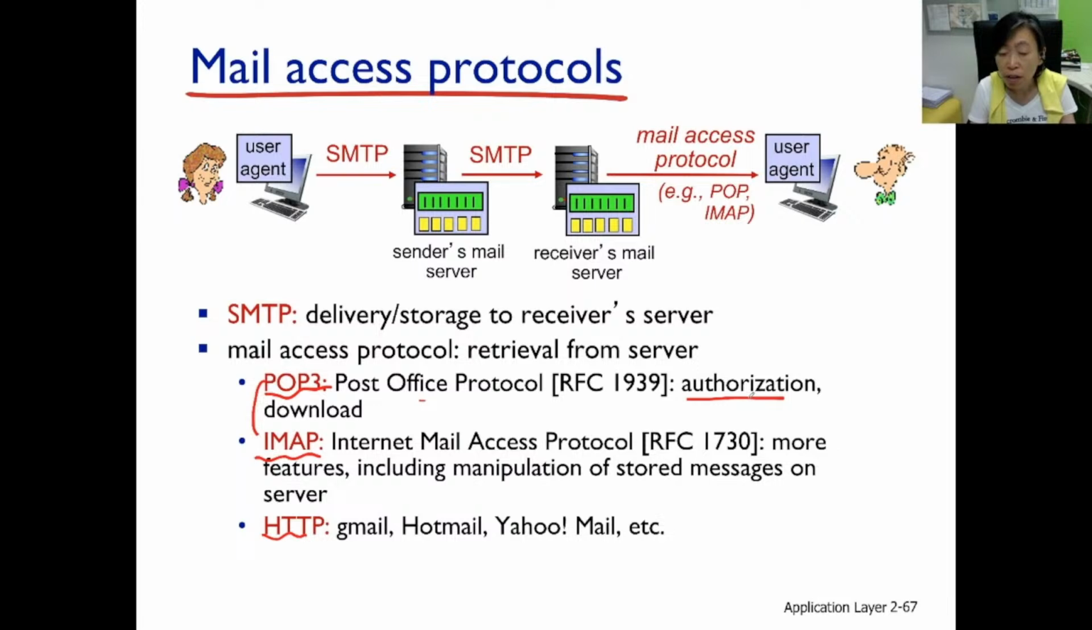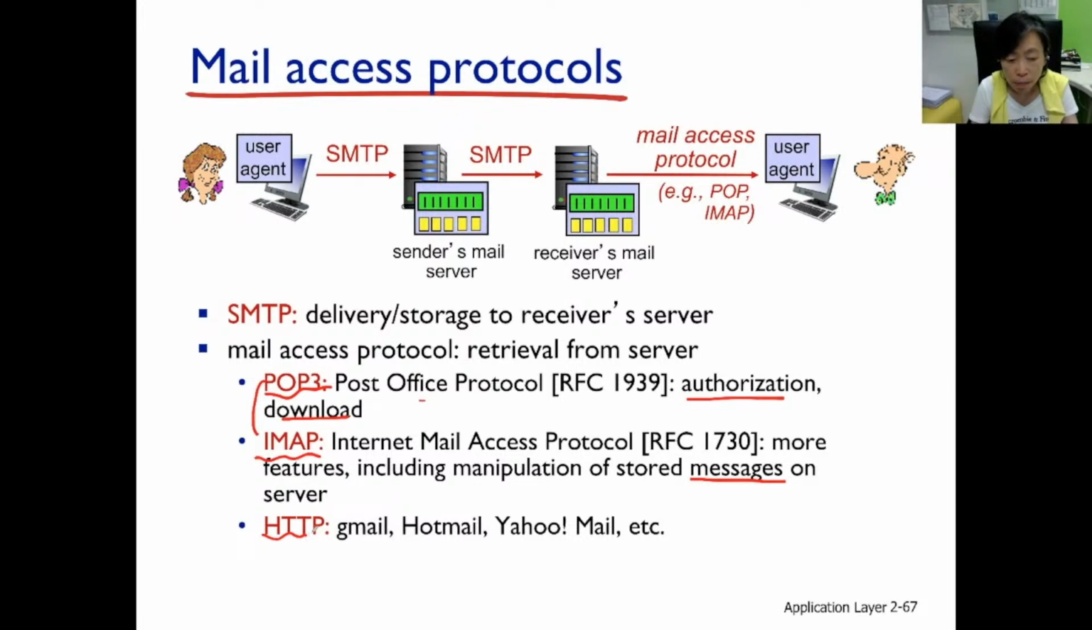First, the receiver needs to authenticate itself, authorize itself, and then begin downloading emails. IMAP, being a slightly newer version, includes a number of other features. For example, we could store the email messages in a more structural way, for example, creating folders and putting certain emails in certain folders.